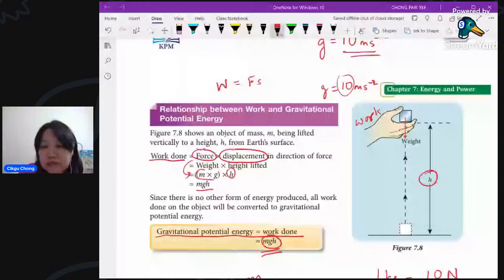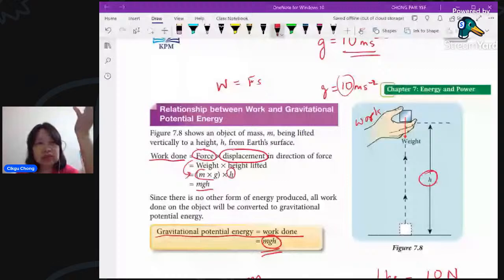Okay, now let's do the second one. What is the G.P.E? What is the gravitational potential energy of the lift? So when the lift goes up there to 30 meters height, what is the G.P.E of the lift now? How much energy is the lift holding now? It's just like stored energy. When the thing goes up, it's storing energy. So how much is the G.P.E now at a height of 30 meters?